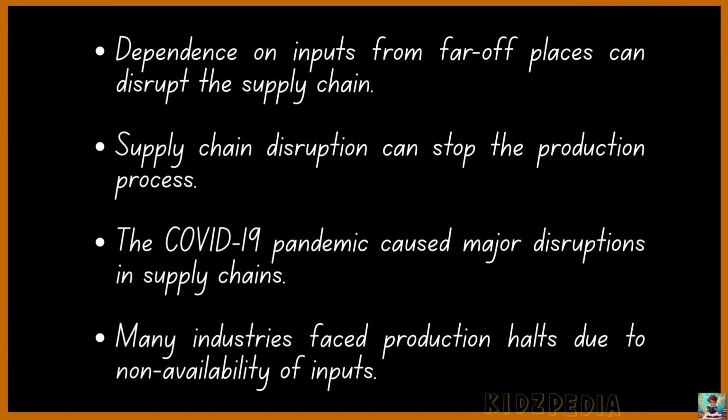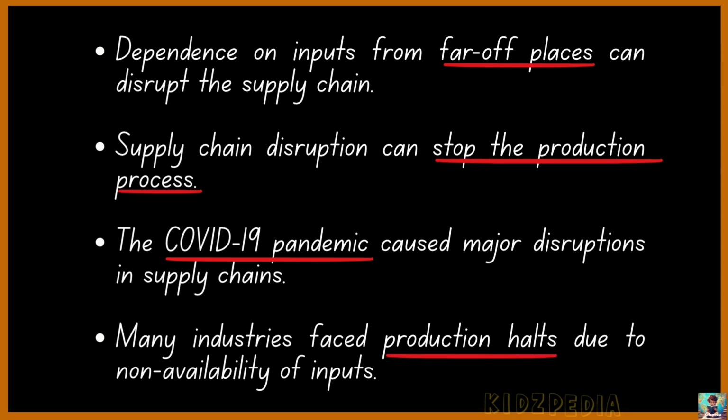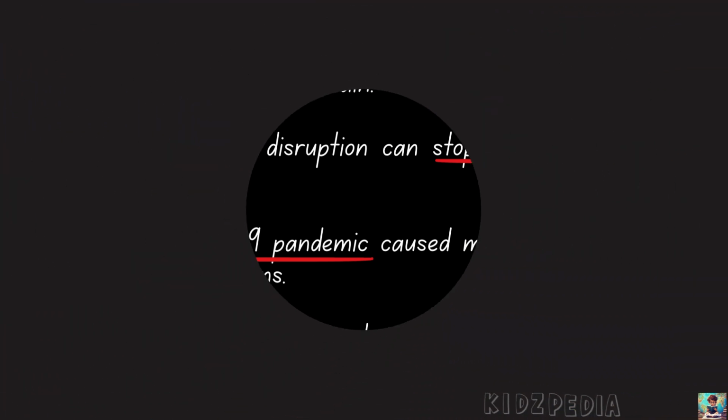So, when industries depend on raw materials or parts coming from distant places instead of local sources, any problem in transport or movement can disturb production. During the COVID-19 pandemic, lockdowns and travel restrictions stopped the movement of goods. Because of this, factories did not receive the required inputs on time, which halted production in many industries. This clearly shows how supply chain disruptions can affect production.